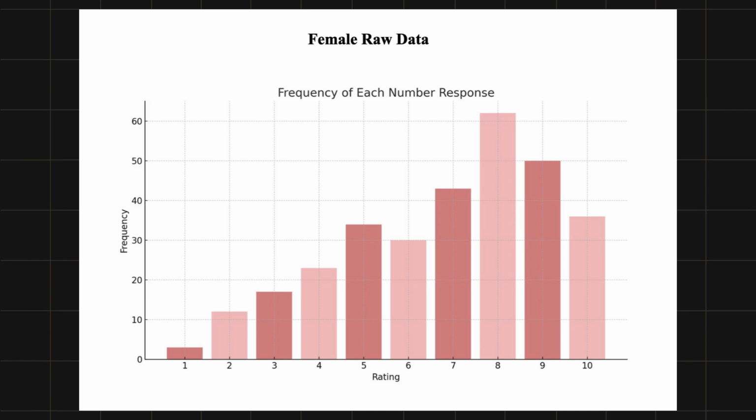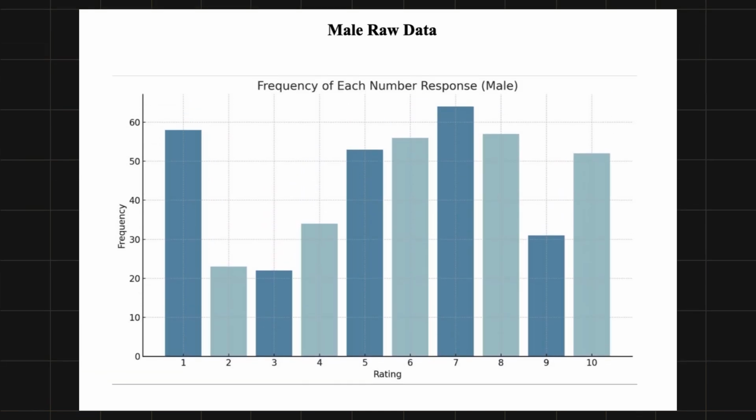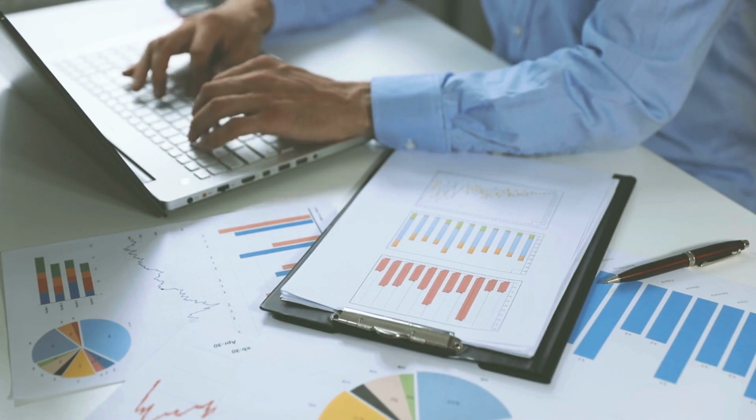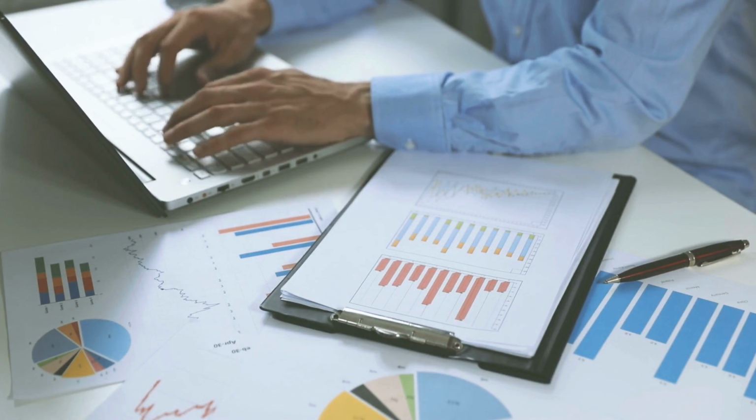In contrast, the distribution for males revealed a more polarized pattern. While many males also gave high ratings, particularly between 7 and 10, there was a sharp spike at rating 1, which was not present in the female distribution. In summary, female responses were more positively skewed and consistent, while male responses were more varied with both high ratings and a notable concentration of very low scores. These differences in response patterns contribute to the observed gaps in mean ratings between the two genders.